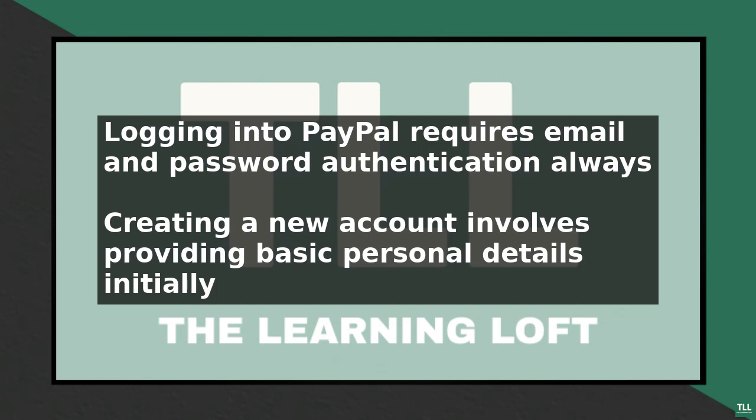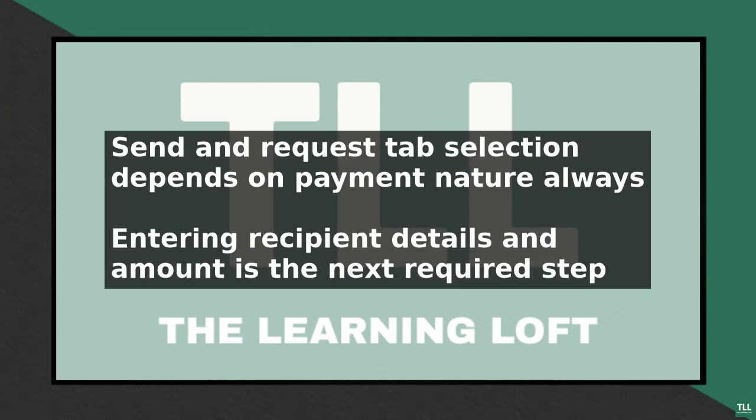Once you are logged in, click on the Send and Request tab at the top of the page. Then select Send to Friends and Family or Pay for Goods and Services. Depending on the nature of the payment, enter the recipient's email address or mobile number, and the amount you want to send. You can also add a note to the payment if you want to include a message.